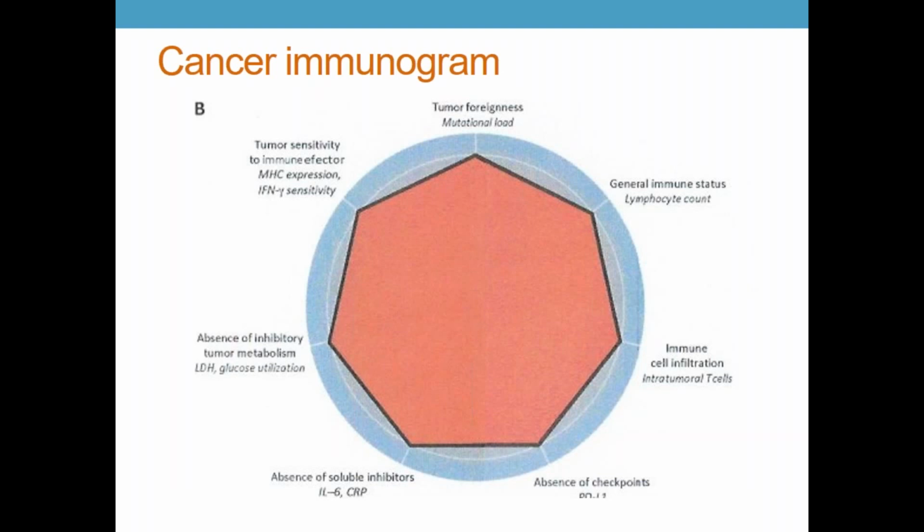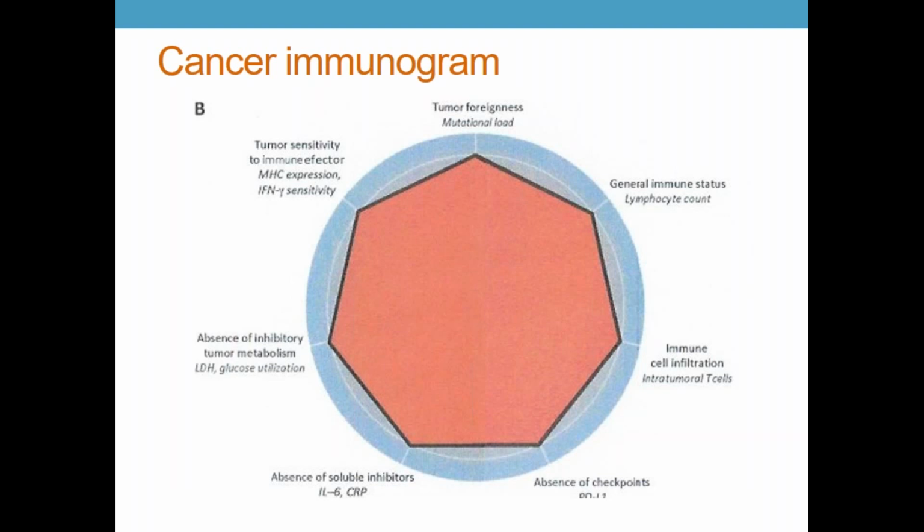You then also, at the 830 position, have to have an absence of an inhibitory tumor metabolism. Tumors are very dependent upon glucose utilization, and you can affect the tumor cell–T lymphocyte interaction by modifying the energy level of either the tumor cell or, more importantly, the T cell. And finally, you need tumor sensitivity to the immune effector.